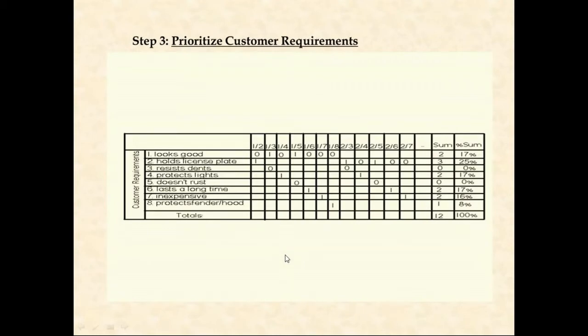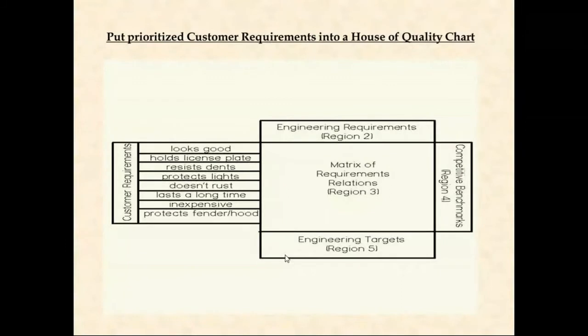Now next, with this as my customer requirements, I will then find out what will be the engineering requirements or the technical requirements. Then I'll find the matrix, then the target will be calculated. Here the competitive benchmarks will also be written down. Okay, so this is how the first step is done.